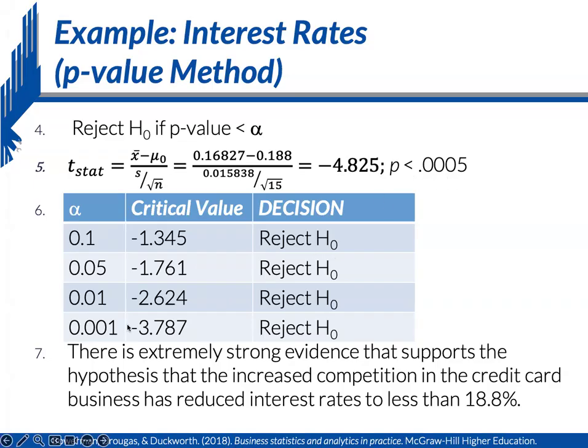So whatever the actual value is, it's clearly less than all of these four values of alpha. And therefore, we will have the same decisions, that we will reject the null hypothesis at all the four values of alpha. And therefore, we will have the same conclusion. There's extremely strong evidence to support the claim that the increased competition in the credit card business reduced the interest rates to an average of less than 18.8%. So that's how we perform both critical value and p-value methods for a one-sided less than alternative in situations wherein the population standard deviation is unknown.